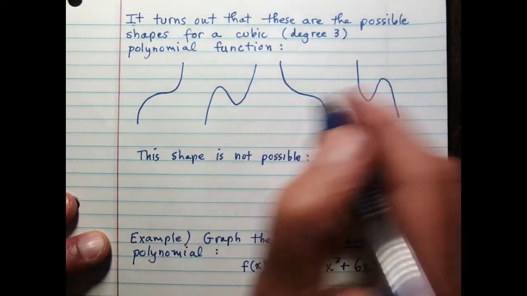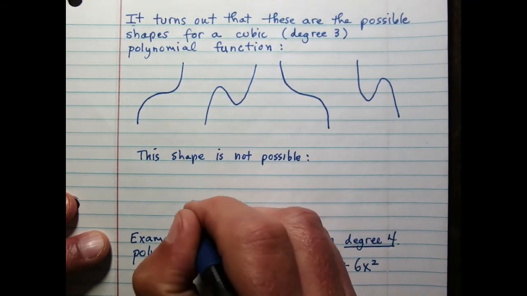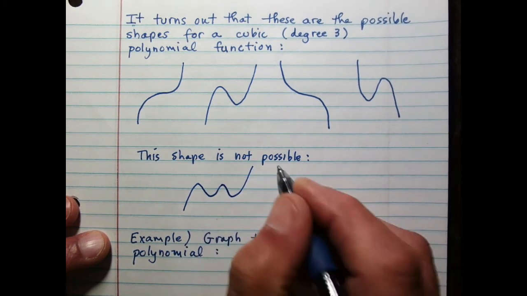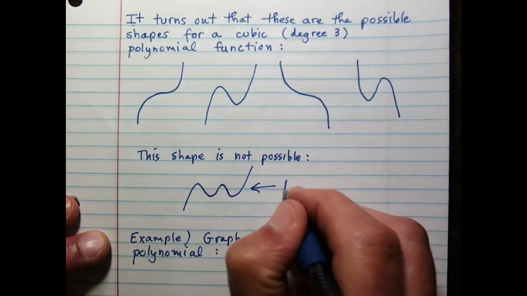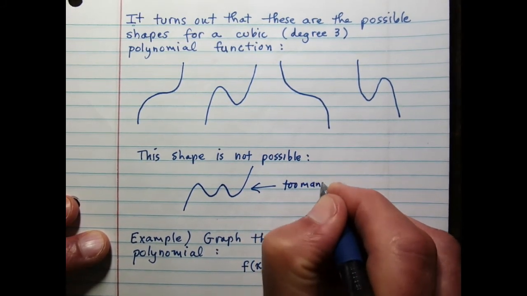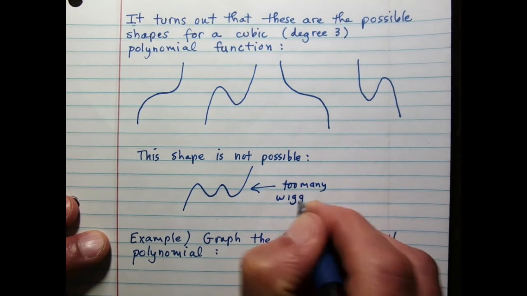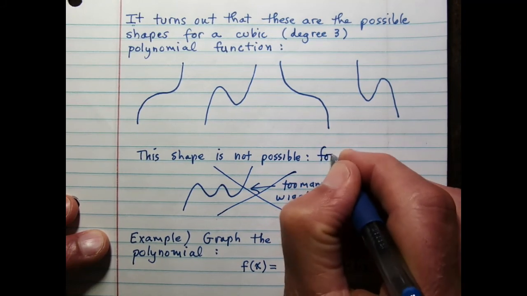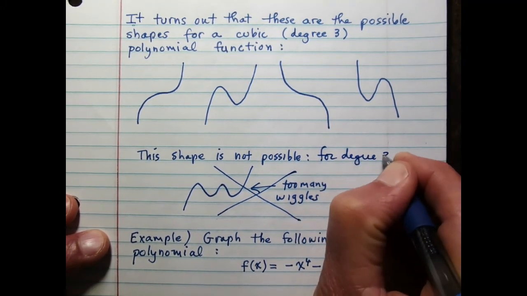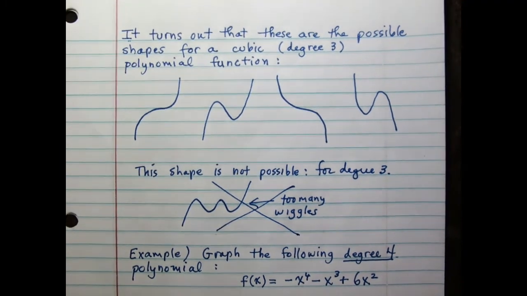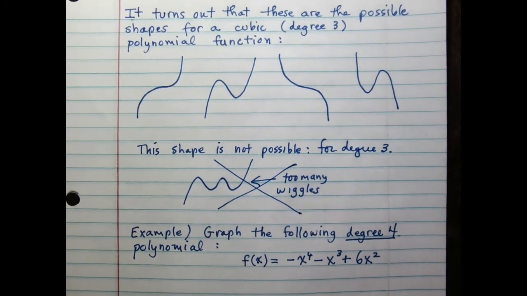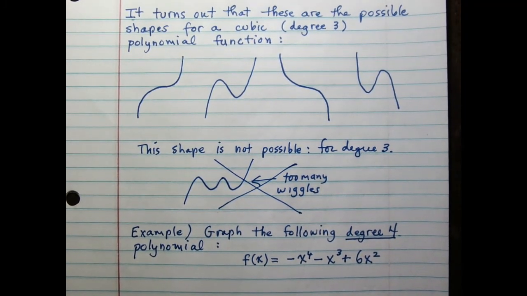So what kind of shape is not possible? We won't be able to go like up, down, up, again. This has too many wiggles. Right now I haven't really defined wiggle, but this kind of shape is not possible for degree 3 polynomials. And I think I'm going to wait for the next video where I see the example down there at the bottom. We're going to graph a degree 4 polynomial in the next video segment.